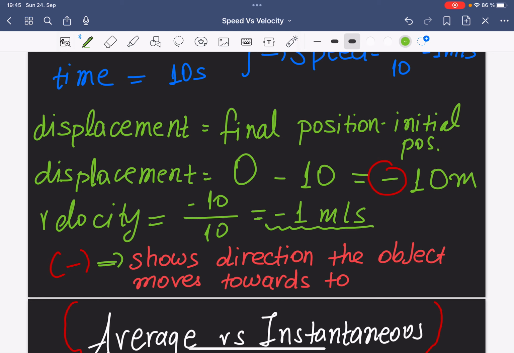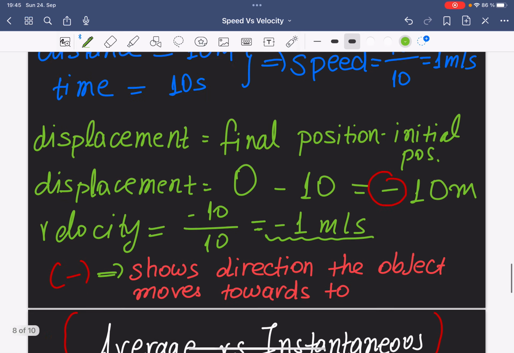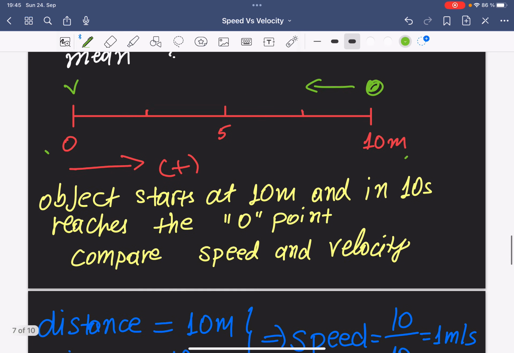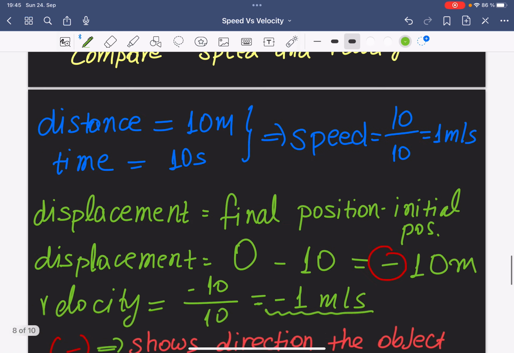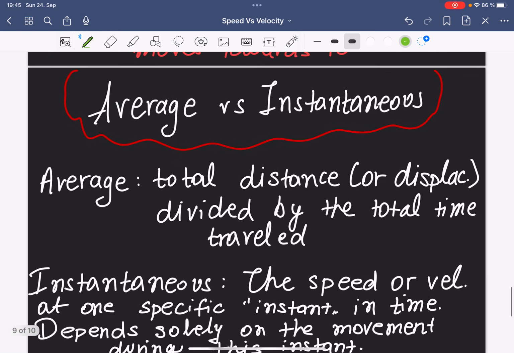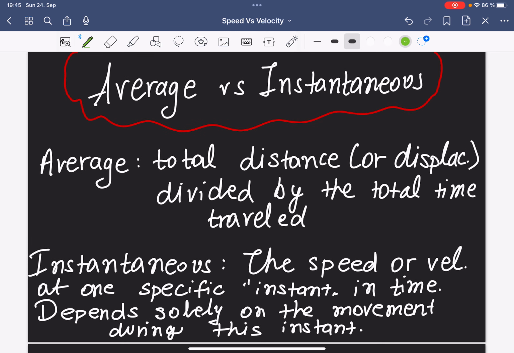So basically the minus sign is just showing you the direction that the object is moving towards. So basically, if plus is to the right and you end up with a minus velocity, it simply shows you that the object is moving to the left. Nothing more, nothing less.